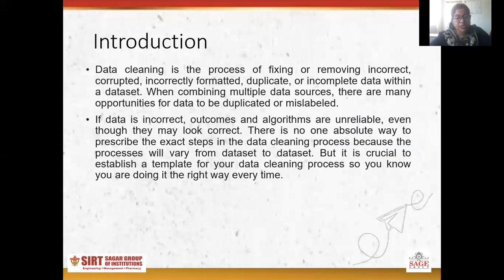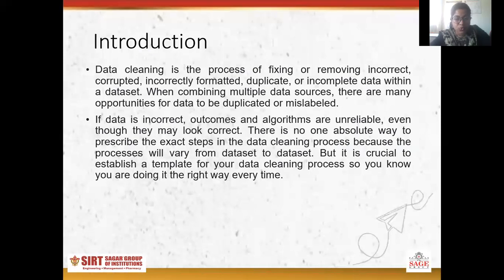So if data is incorrect, outcomes and algorithms are unreliable, even though they may look correct, right? Even though the algorithm is right and it is giving output, it may not be accurate unless the data is correct, well organized and formatted, and free from errors.